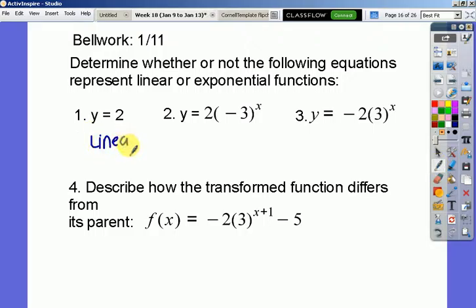And just as a reminder, what is my slope for that line? 0. Remember the skier example? My slope is 0. What's my y-intercept? 2.